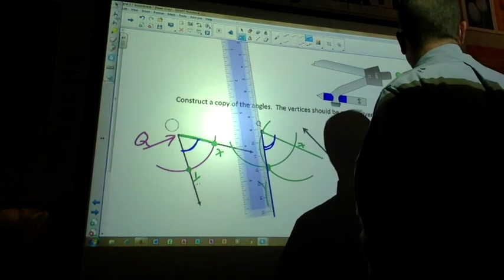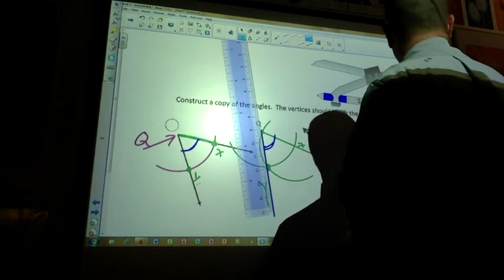How many compasses do I have? Jeez. Pick that one.